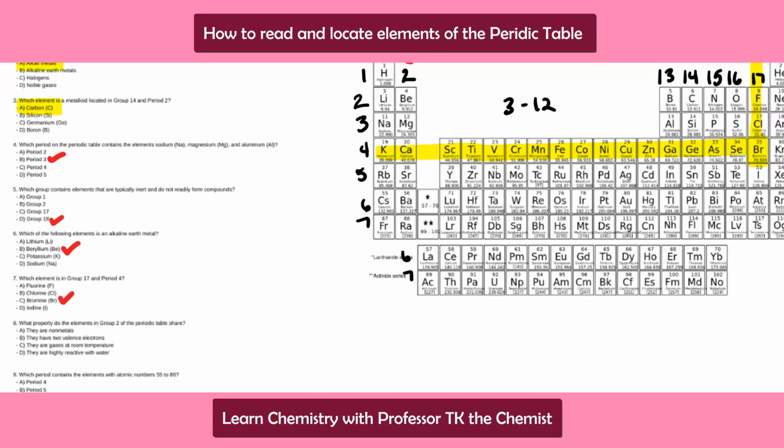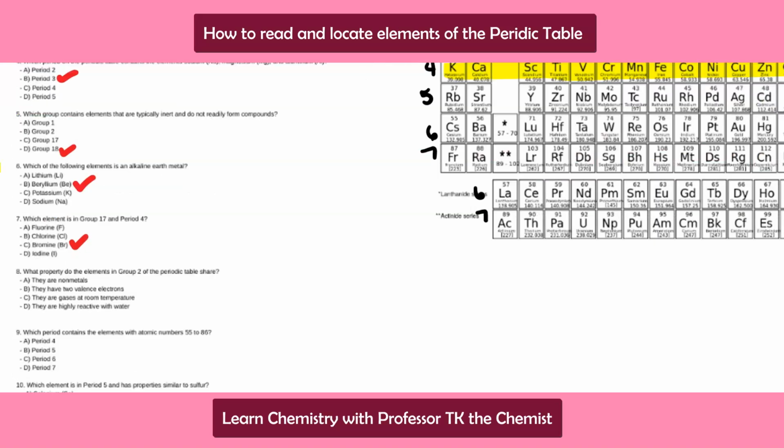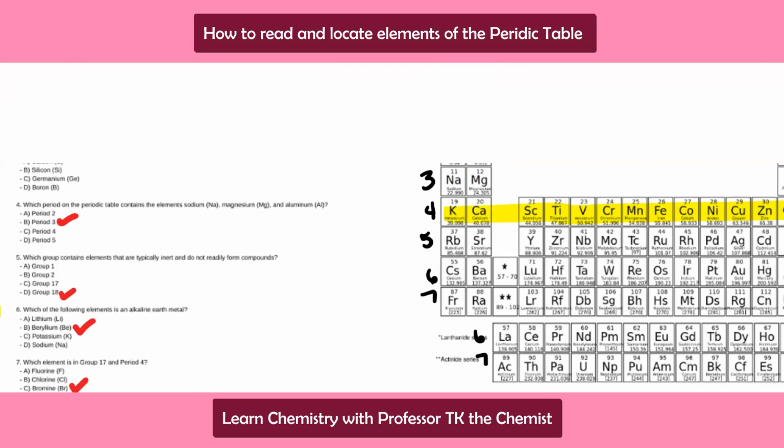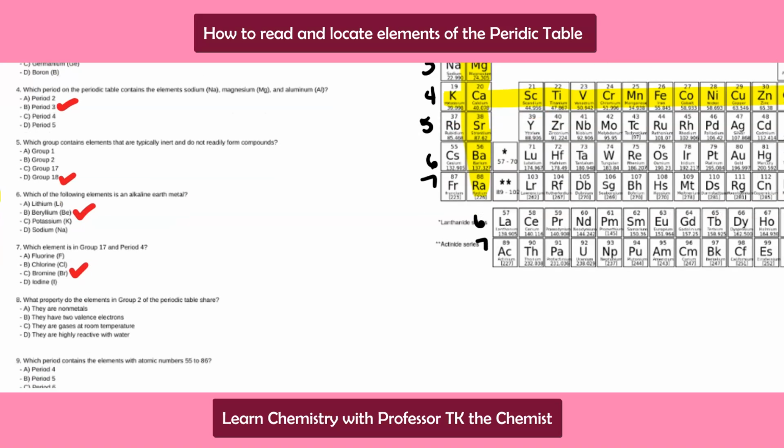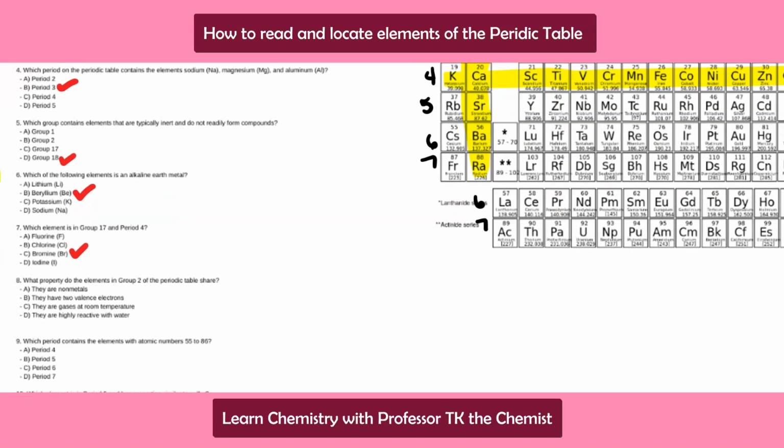Question 8. What property do the elements in group 2 of the periodic table share? So let's find group 2 so we can address this question properly. So here's group 2 right here. The alkaline earth metals. This is group 2. So they want to know, let's go back to the question. What property do the elements in group 2 of the periodic table share?